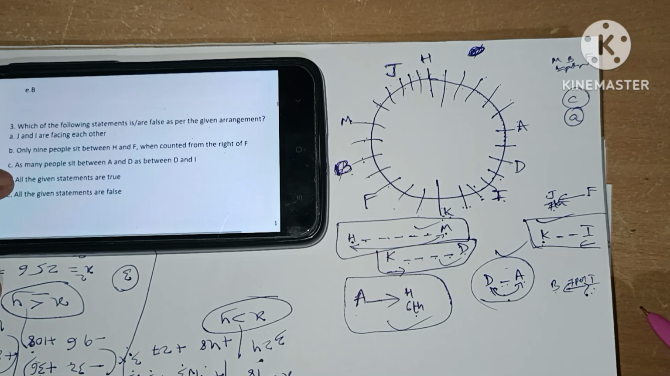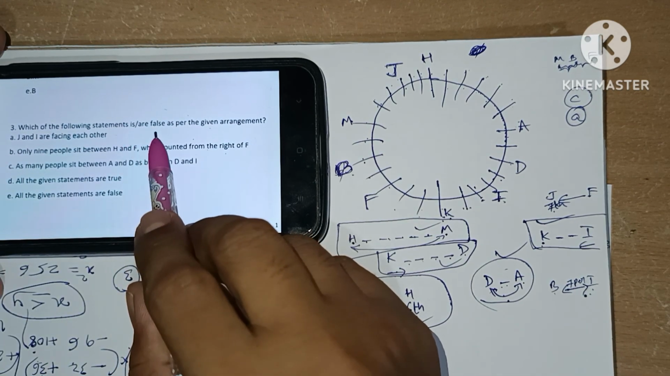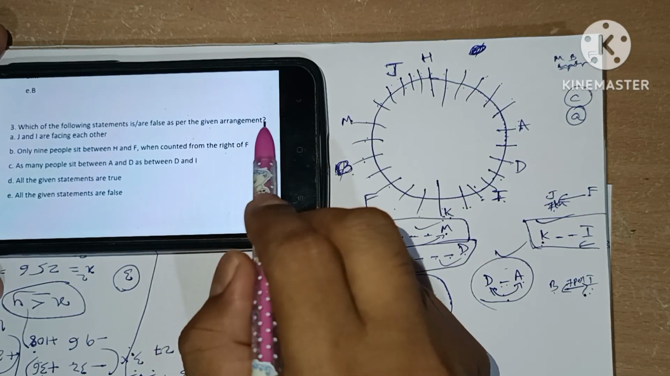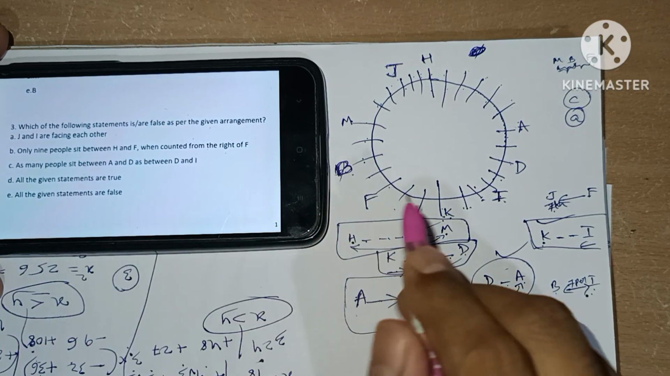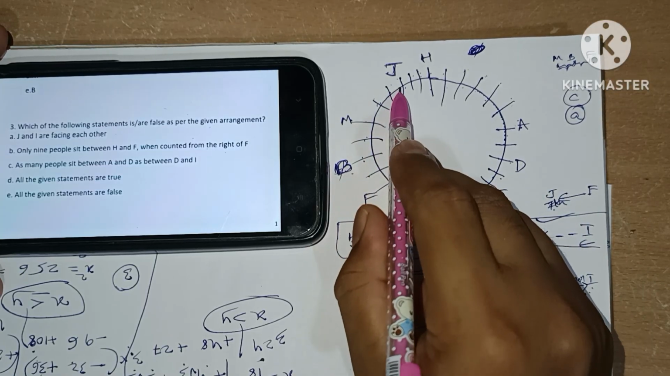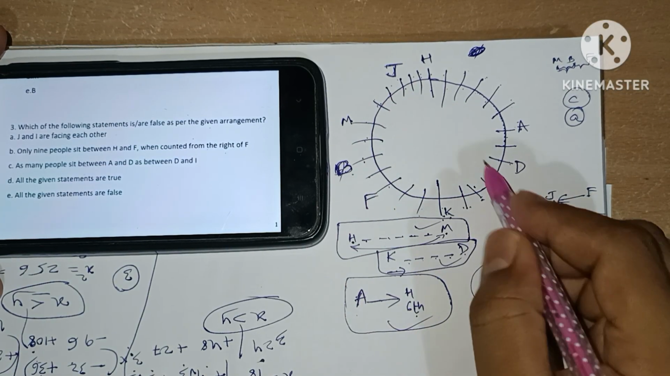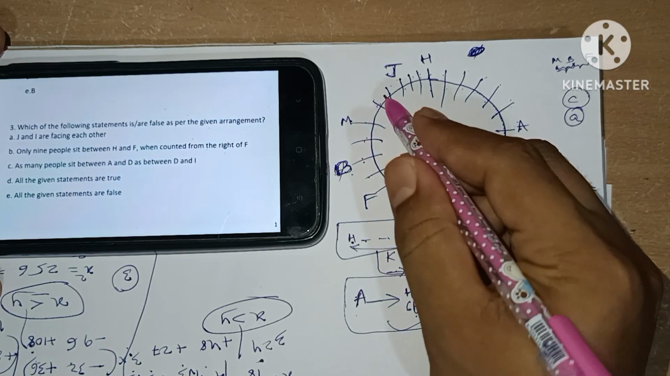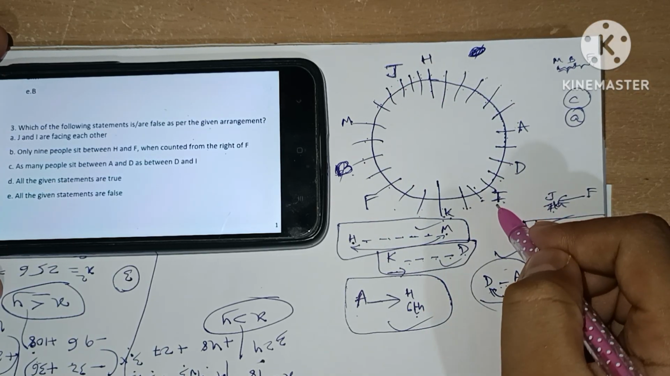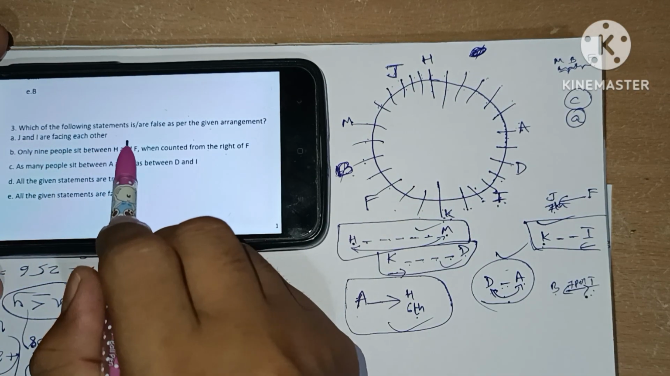Next, third question. Which of the following statements is true or false as per the given arrangement? Talking about false: J and I are facing each other. This is J and this is I. H and J have 2 in between, K and I have 2 in between. So they both are facing each other. Okay, but it is true.